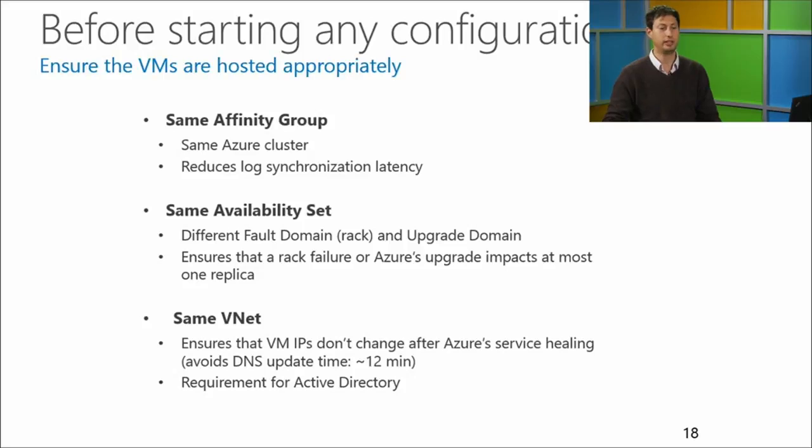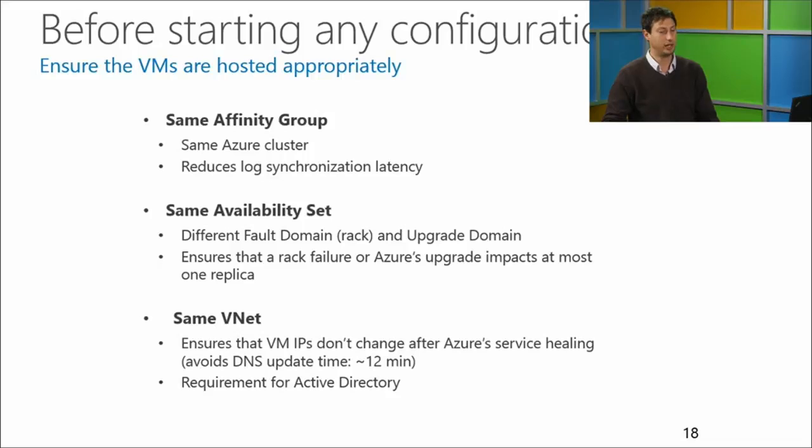One is make sure that these virtual machines are part of the same affinity group. This is a concept from Windows Azure, and basically, this means they are part of the same Azure cluster. And a cluster is a set of racks that are close together. The reason why you want to do this is because you want your primary and your secondary to be close, because you want to reduce latency between them. You want to make sure that your secondary is continuously synchronizing as fast as possible.